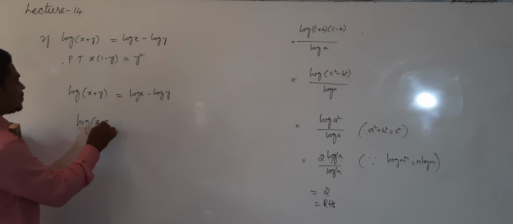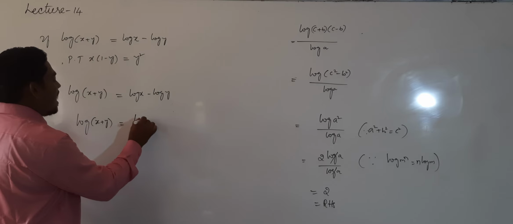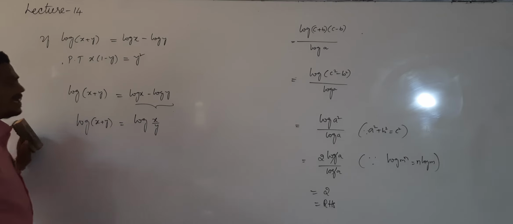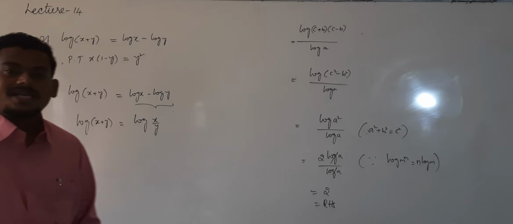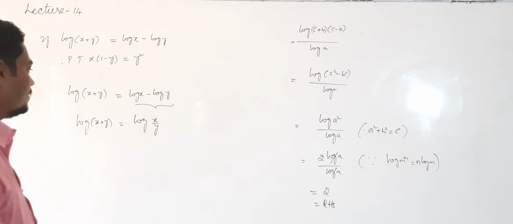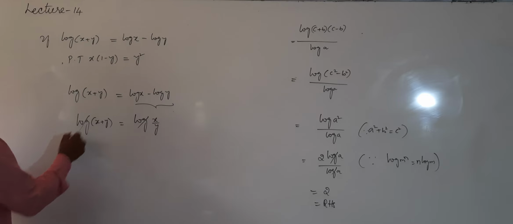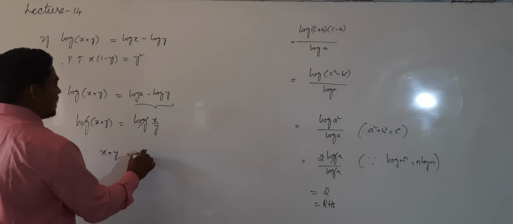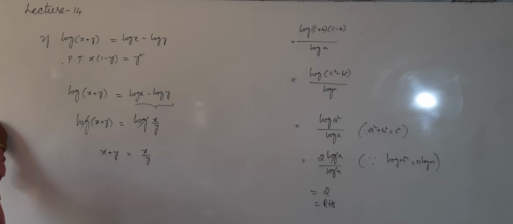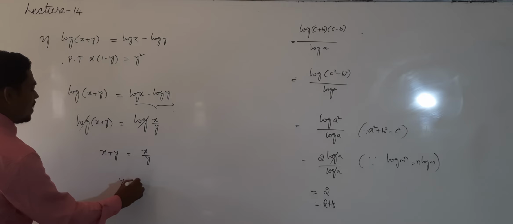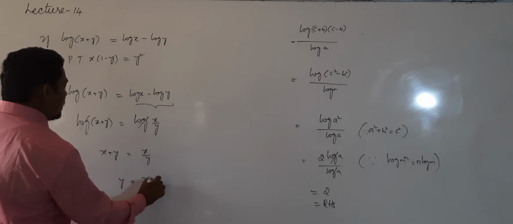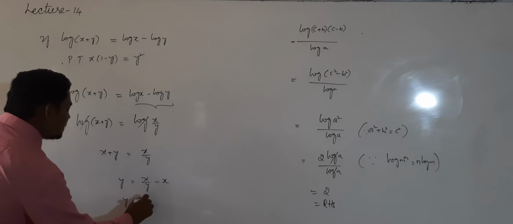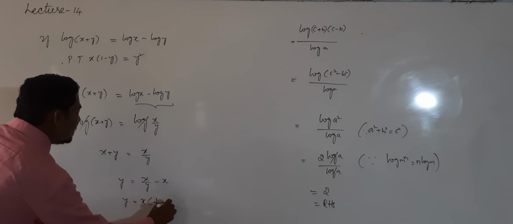Log of x plus y is equal to log of x by y. For this apply the log m minus log n formula, log m minus log n is log m by n. Now on both sides log will be cancelled. x plus y is equal to x divided by y. After this, just rearrangement: y is equal to x divided by y minus x. Now y is equal to x common, 1 divided by y minus 1.